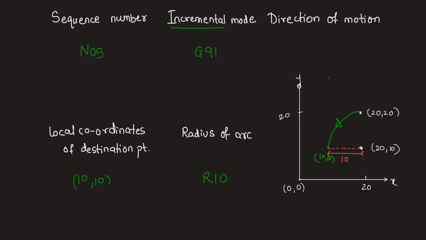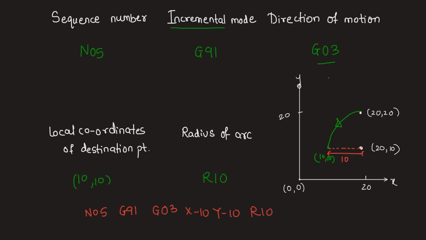So according to that, the standard which is used is G03. G01 is for a straight line path. G02 is for a clockwise path along an arc. And G03 is for an anti-clockwise path along an arc. So we have our path command here, N05, G91, G03, 10,10, which can be written as x coordinate 10, y coordinate 10, and then radius is also 10.